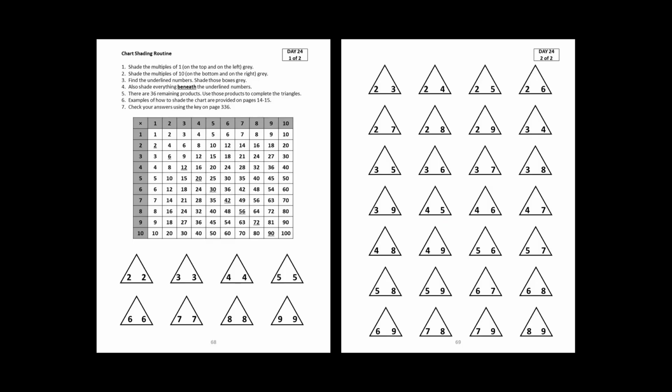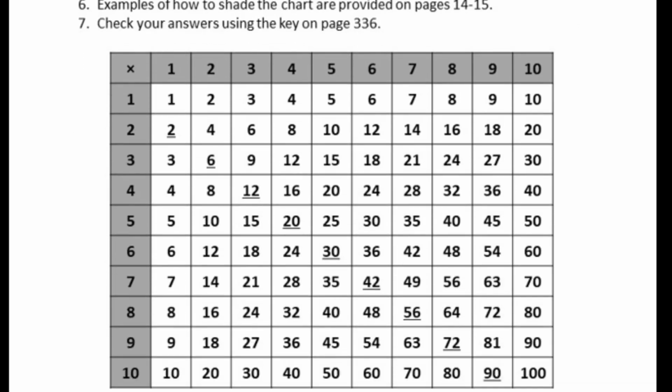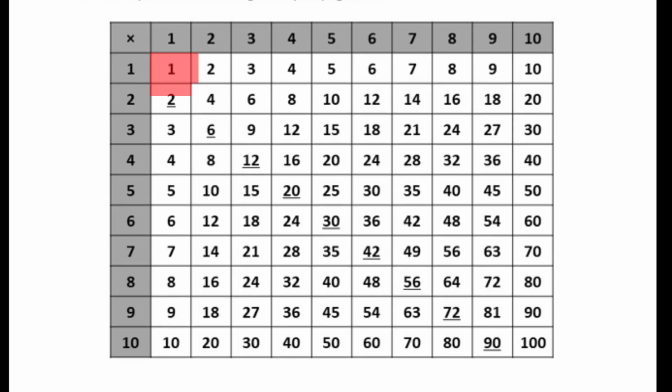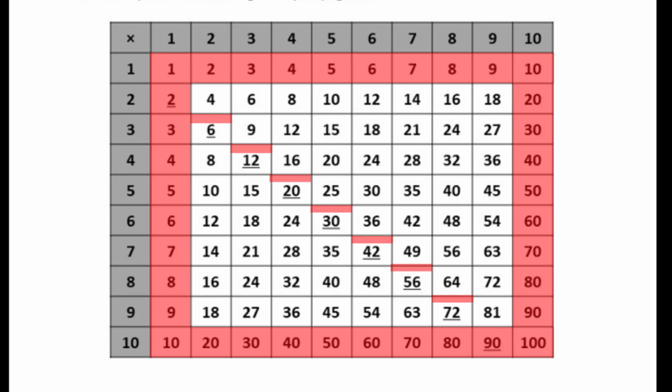In the Multiplication Advantage, the chart shading routine is the day 4 routine in every chapter. The directions on the top explain the process so that students will shade in the multiples of 1 like this, the multiples of 10 like this, and also shade in these products like this.